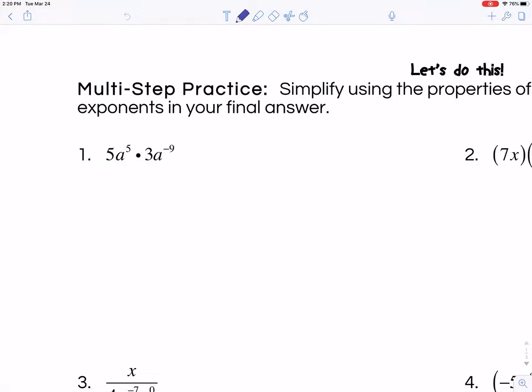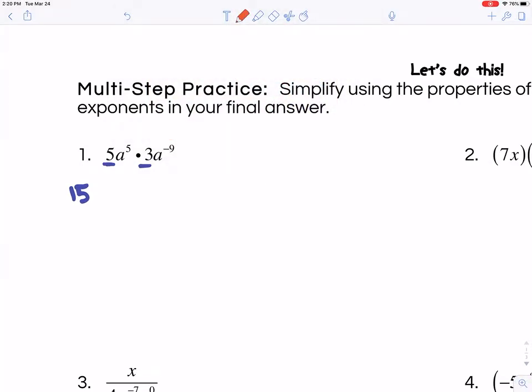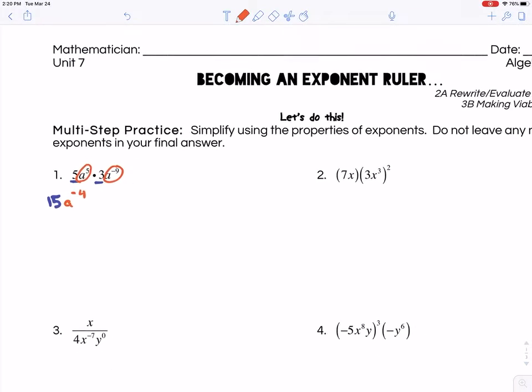With multiplying, the coefficients out in front we will treat just like normal multiplication. But then when we get to exponents with the common base, so a to the fifth and a to the negative ninth, multiplication of a common base implies addition of the exponents. So 5 plus a negative 9 is actually a to the negative fourth.